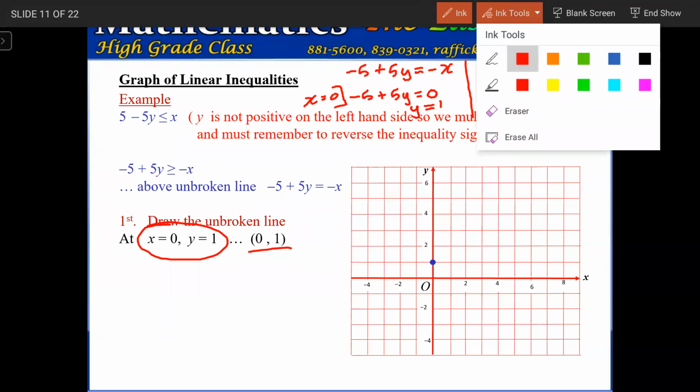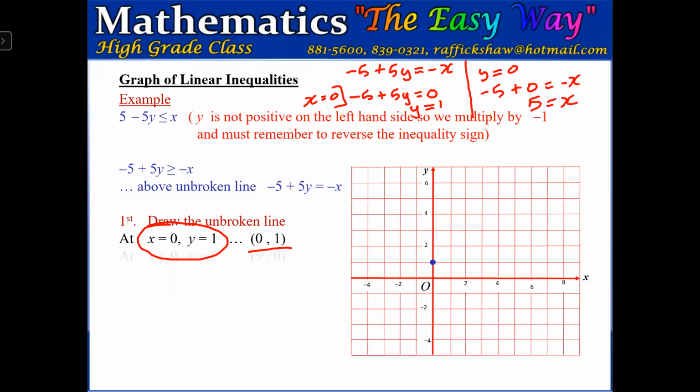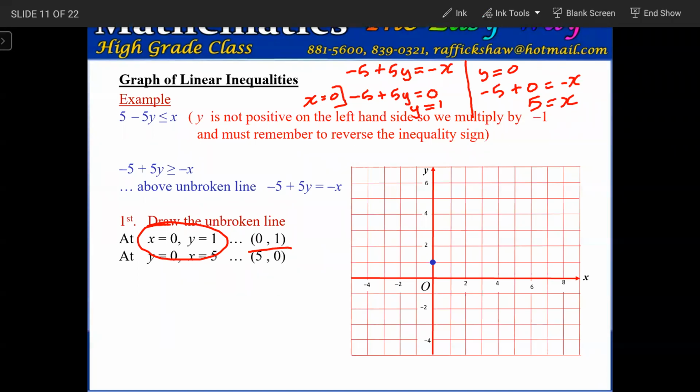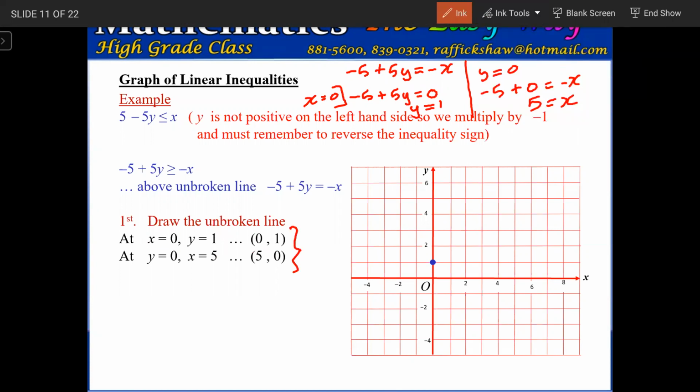Let's look at it. See there? When we put y equals 0, x works out to be 5. The equation tells me x works out to be 5. So these are 2 points that I can use. This one is on the y-axis, and this one is on the x-axis.